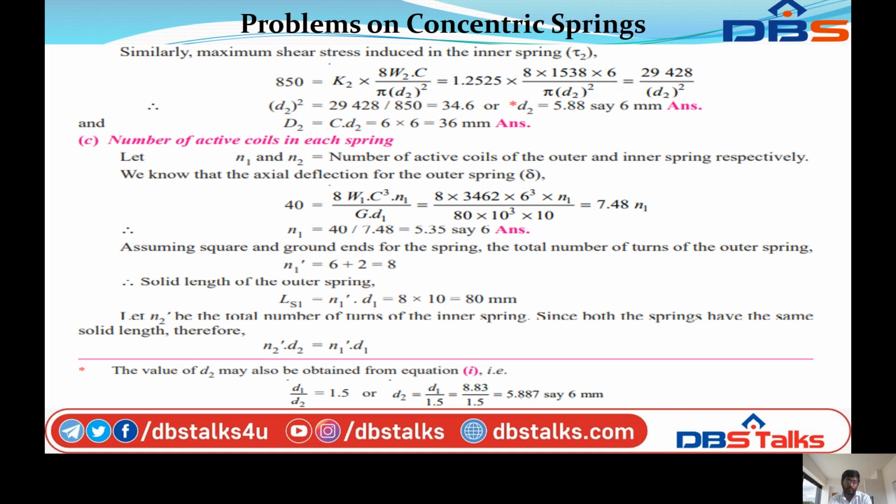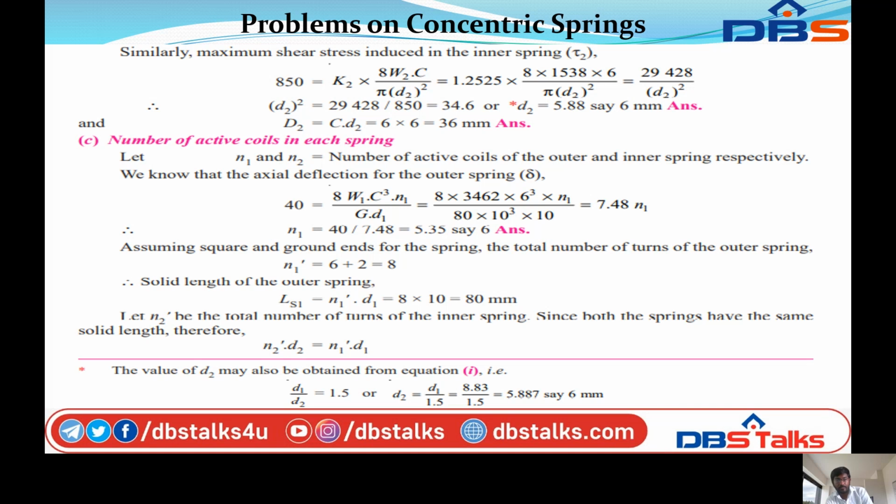Let N2 dash be the total number of turns of the inner spring. Since both the springs have the same solid length, therefore N2 dash into D2 is equal to N1 dash into D1. So therefore the value of D2 may be obtained from equation 1, that is D1 by D2 is equal to 1.5, or D2 is equal to D1 by 1.5, that is equal to 8.83 by 1.5, that is equal to 5.887. So this will be rounded to 6 mm.